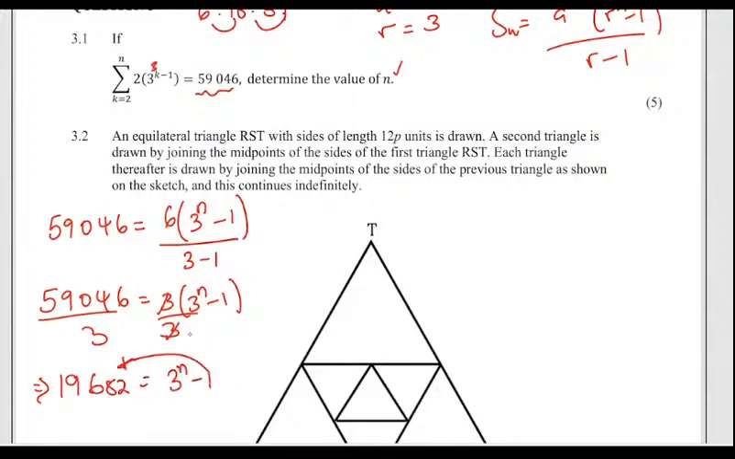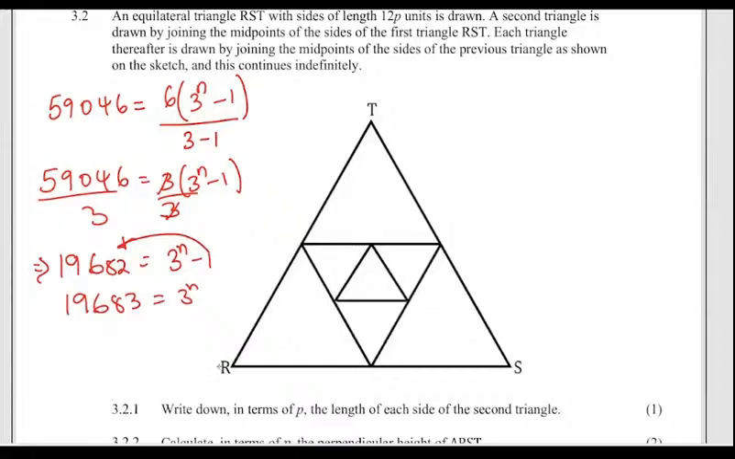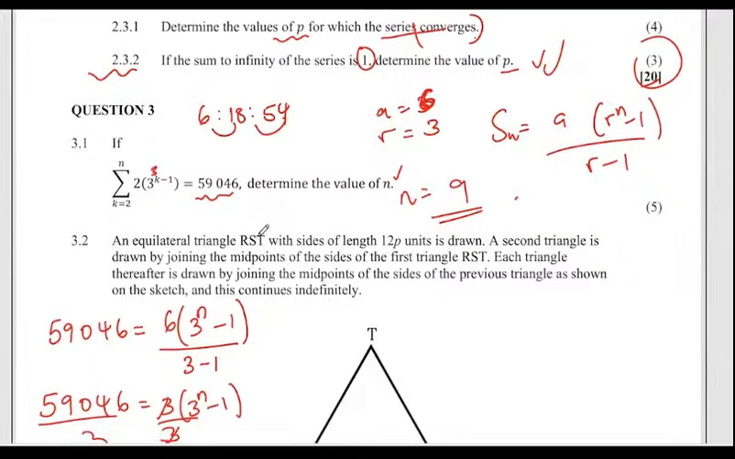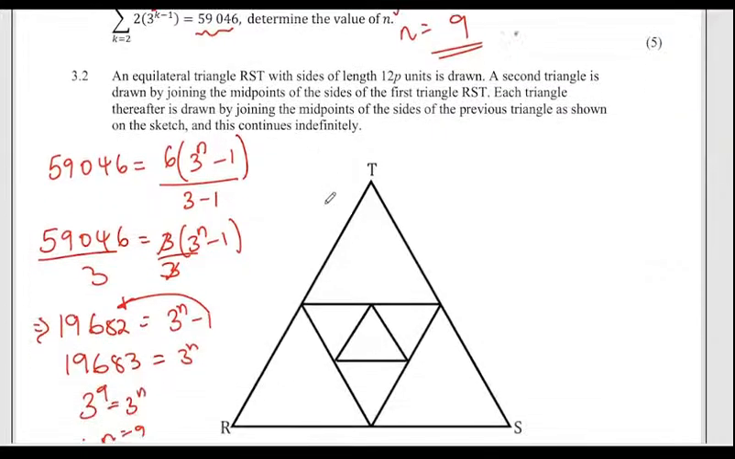Move the 1 to that side. It means it's going to be 19683 is equal to 3 to the n. Now, if we factorize 19683, I'm getting 3 to the 9 is equal to 3 to the n, meaning that our n must be 9. So we're dealing with just 9 terms, or n is 9. So that's how we would have obtained the 5 marks. I know there are some people that are very good at summarizing this. Thank you very much. But then the answer should remain more or less the same.